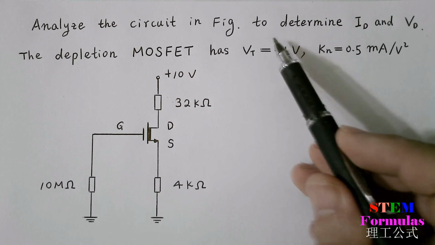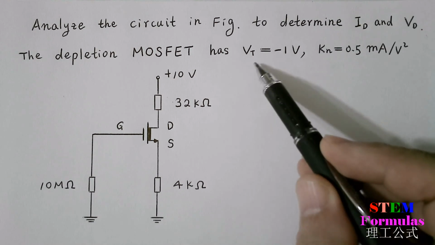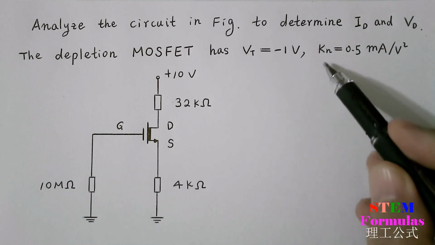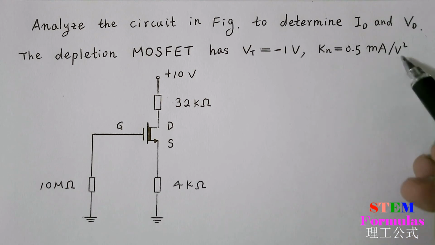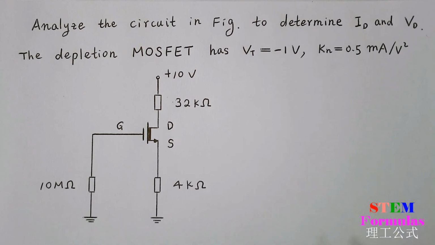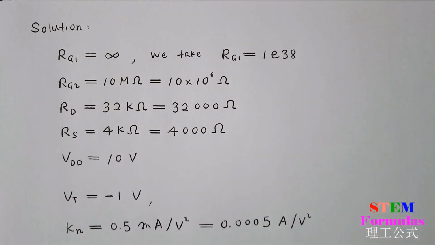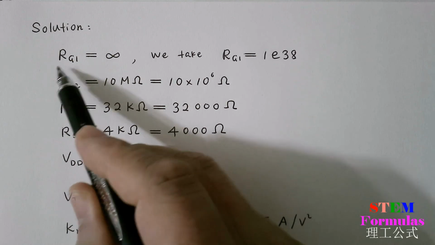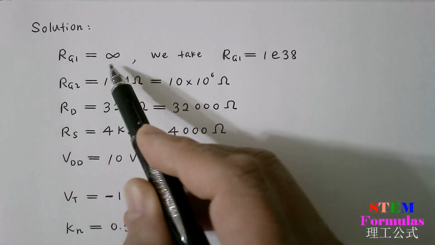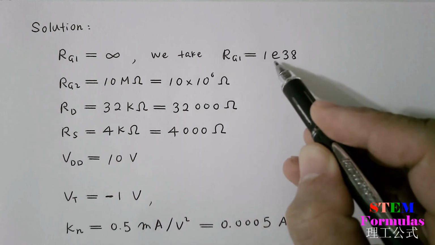Analyze the circuit in figure to determine ID and VD. The depletion MOSFET has VT equal to -1 volt and Kn is 0.5 milliamp per volt square. And here is the circuit. Solutions. Here in the circuit, we do not have RG1. It is open circuit, so we take RG1 equal to infinite. In Matlab code, we take RG1 equal to 1 times 10 to the 38.